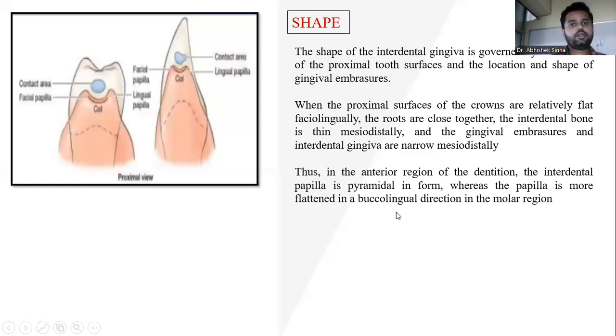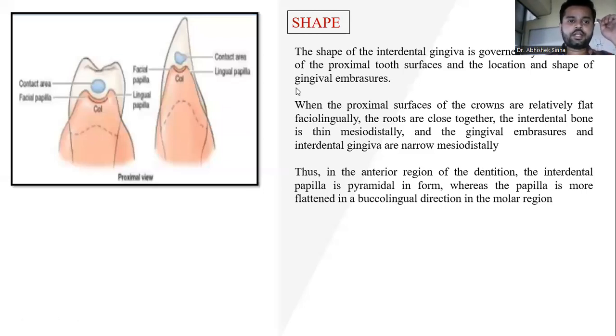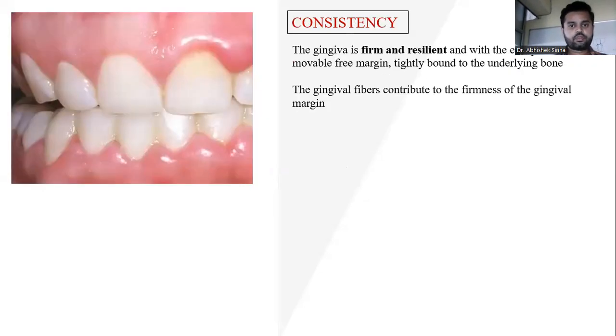Shape. When you are talking about the contour, you are talking about the marginal gingiva. When you speak about the shape, your mind should directly go towards your interdental gingiva. So shape of interdental gingiva is governed by contour of the proximal tooth surface. I have mentioned about this when I was discussing about interdental gingiva also, that the shape will be either pyramidal, as in the case of anteriors, or col shaped or tent shaped in the posteriors. So that is your healthy feature.